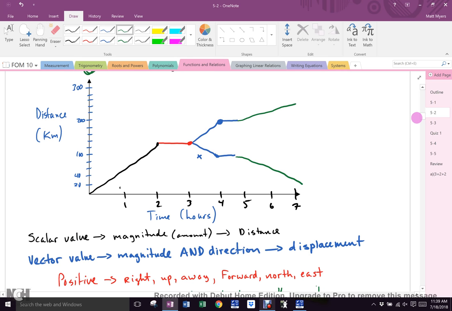So back to this graph. This one is distance because I'm always going up. It's scalar. This one is displacement because I'm working my way back towards home. Does everyone understand? Good.